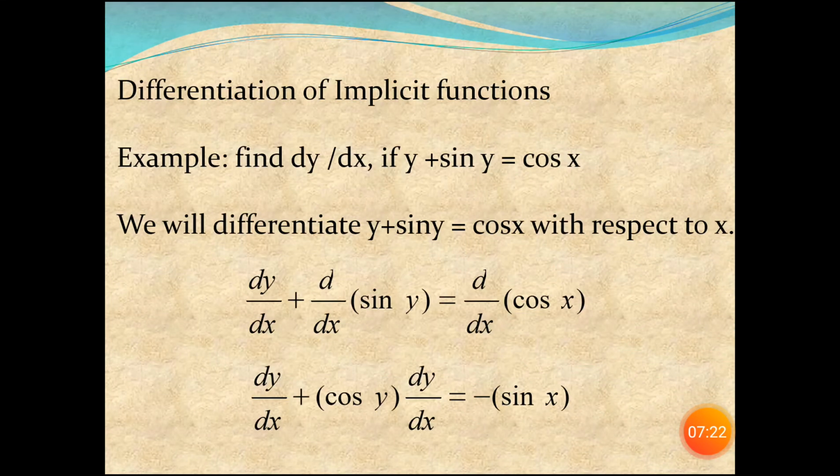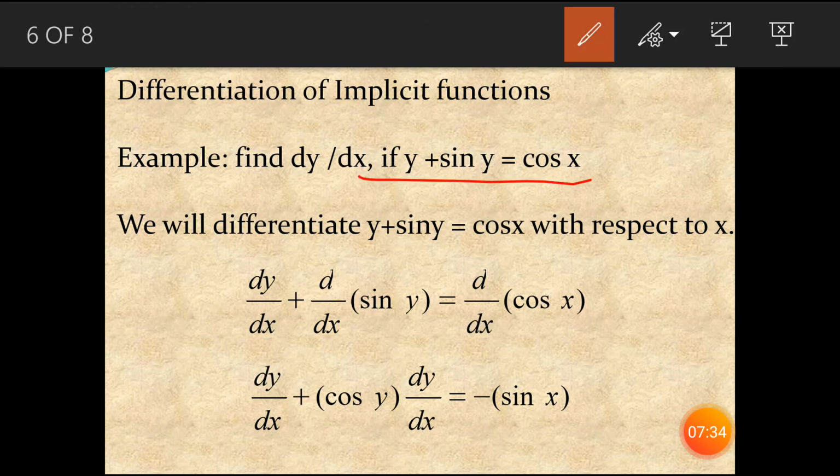Okay, so I took one example in this video, and the rest of the examples I'll explain to you in the next video. So one example: find dy over dx, given y plus sin y equals cos x. So how to solve it? We want to differentiate it with respect to x, because dy over dx means we want to differentiate the function with respect to x. So let's differentiate it. This will become dy over dx.